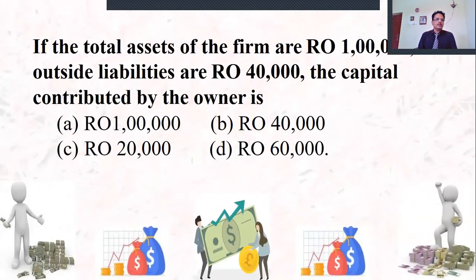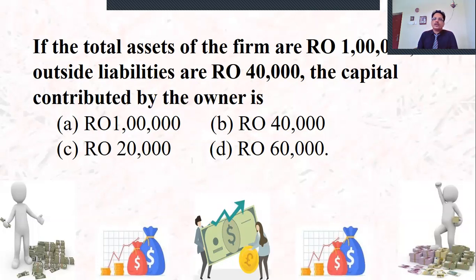Then another is this normal question. If the total assets of the firm is 100,000, outside liabilities 40,000, the capital contributed by the owner is what? We have studied and discussed very clearly. There is an equation, the accounting equation: asset is equal to liabilities plus equity. Equity means capital, or asset is equal to liabilities plus capital.